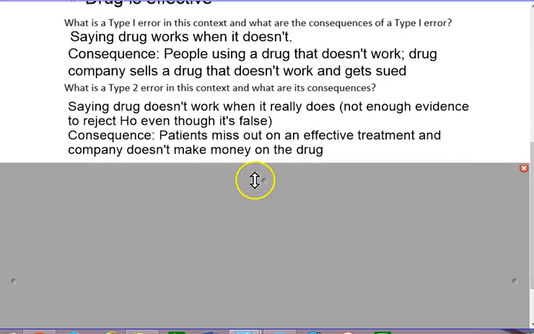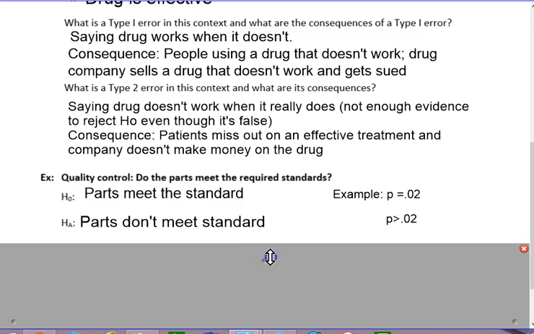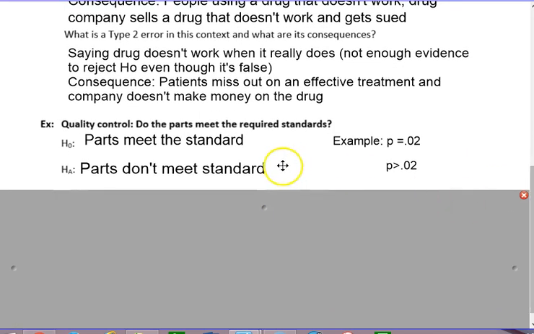Okay, last example here. Quality control. Do the parts meet the required standard? We're going to say the null hypothesis here is that they meet the standard, because what we're looking for is examples that they don't. We're looking for flaws in the parts. When we're doing quality control, we're not saying, oh, these are a lot of good parts. We're saying, is there anything wrong with them? We're looking for things wrong. That's what we're looking for evidence of.